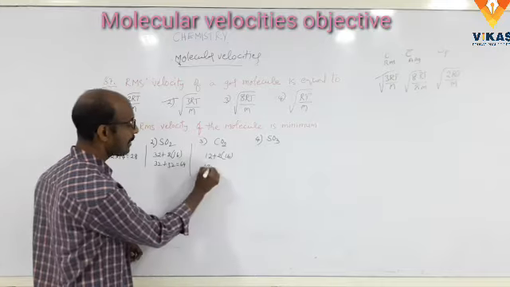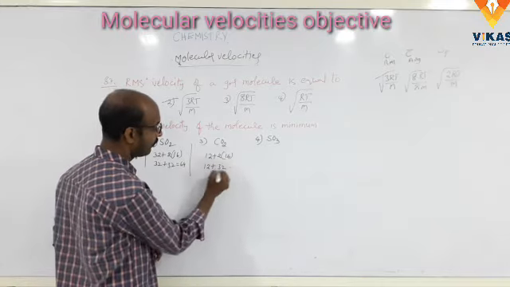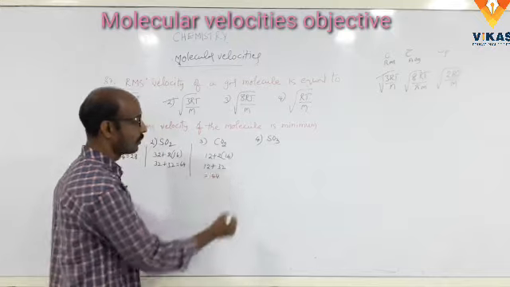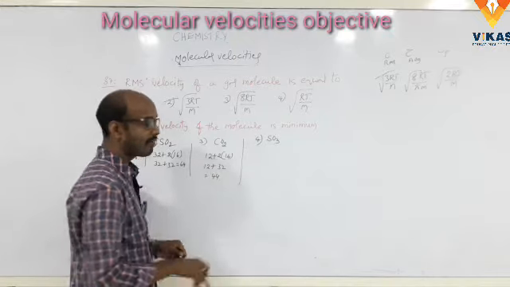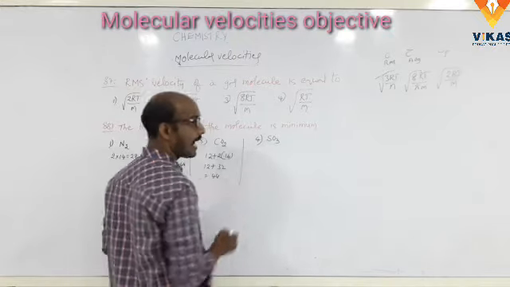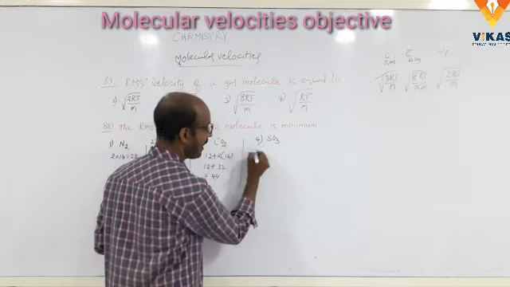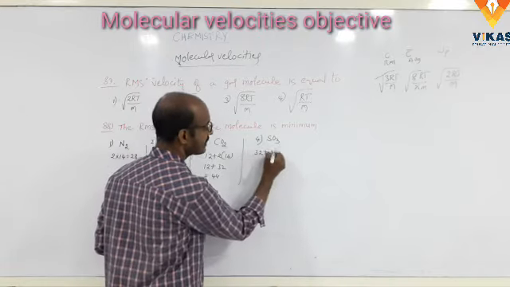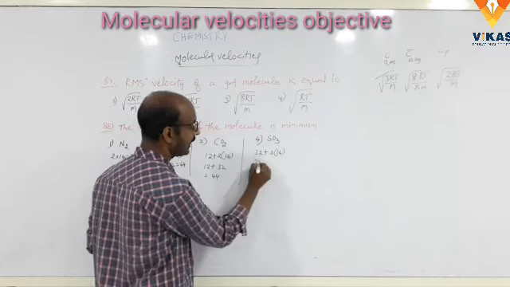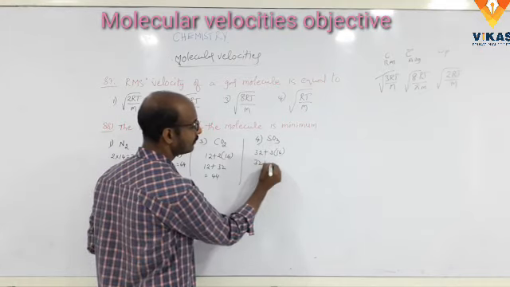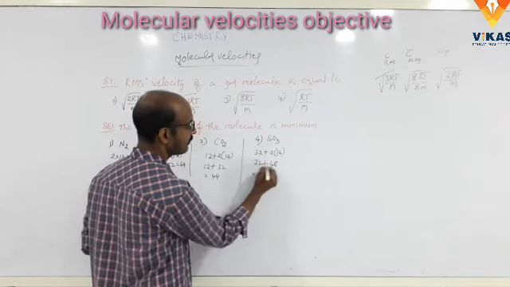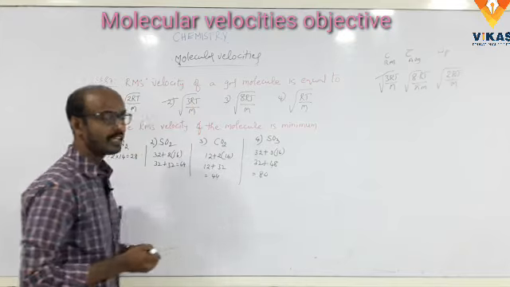So 12 plus 32, that is equal to 44. And next one, the fourth one, sulfur trioxide. Sulfur has atomic number 16, atomic mass 32, plus 3 oxygens, so 3 into 16. So 32 plus 3 into 16, that is 48, total 80. Clear?